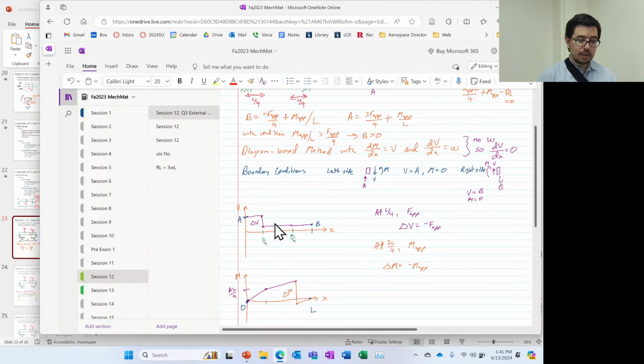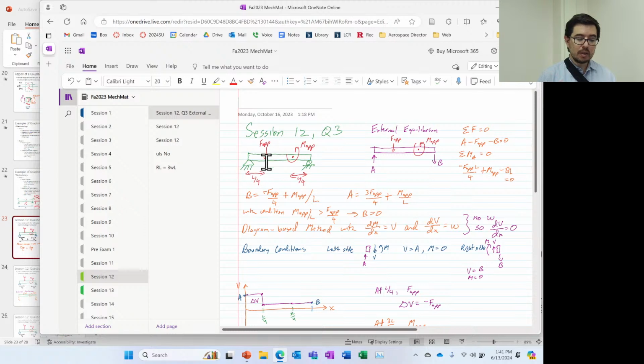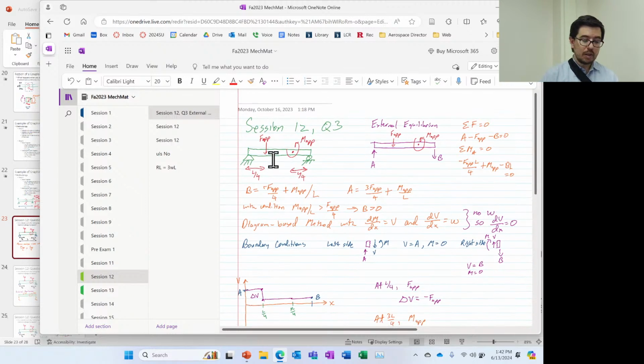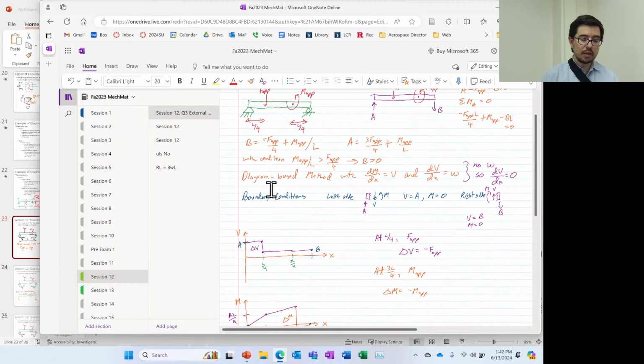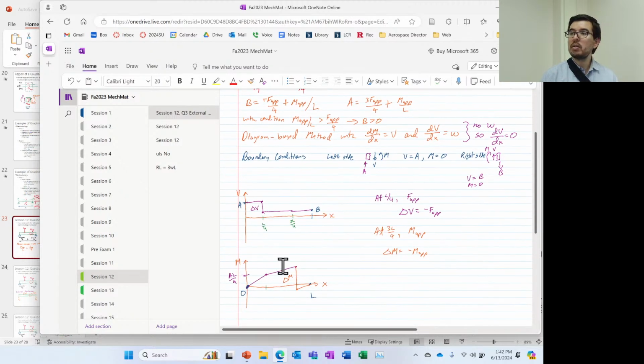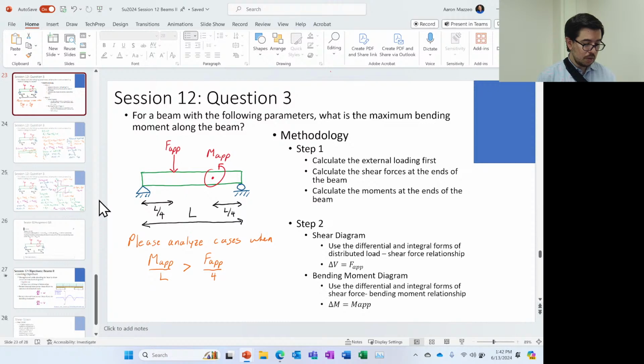It doesn't have a discontinuity in the moment, but it has a discontinuity in the derivative of that, which is the shear force, which means that it changes its slope. And it's interesting to see that this applied moment doesn't affect the shear force, just like we saw here. But the applied force here does affect the slope of the moment. So take a look at that, and I think you'll be good to go.